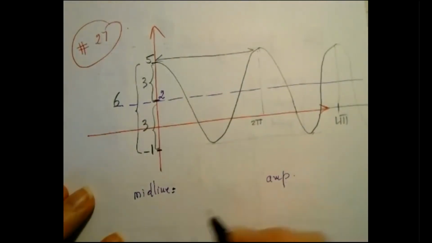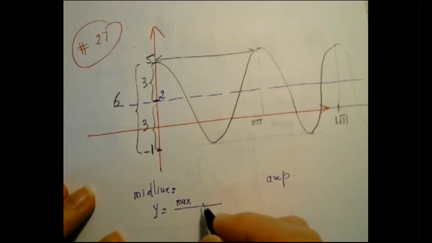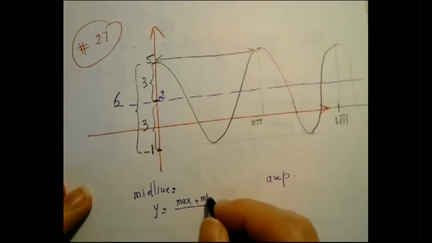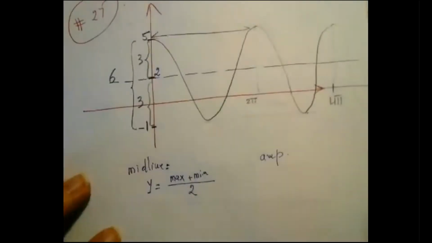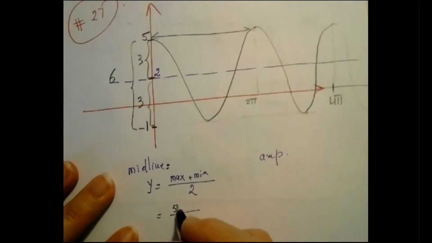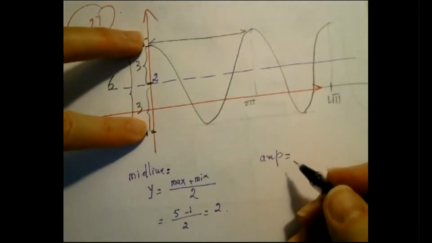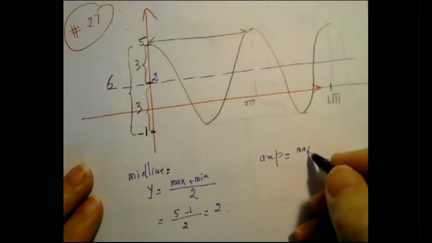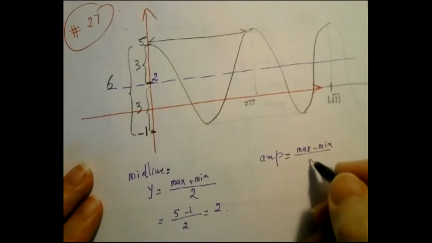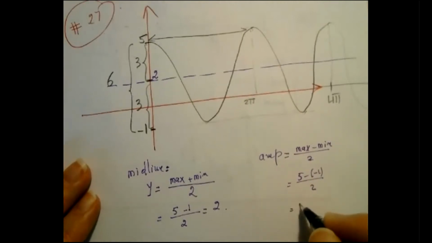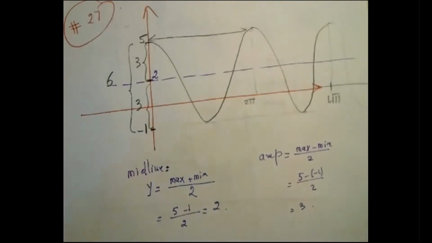Now, if you want to use a formula, which is okay with me, the formula for the midline is you take the maximum value and add the minimum value of the function and divide by 2. Believe me, I usually forget it because I don't use it. The maximum value is 5, the minimum is 1, divided by 2, so 6 over 2 gives me the midline. And the amplitude is how far those are from each other, so you take the max minus the min divided by 2, which gives me 3. That's the amplitude. Okay, so now we have everything.